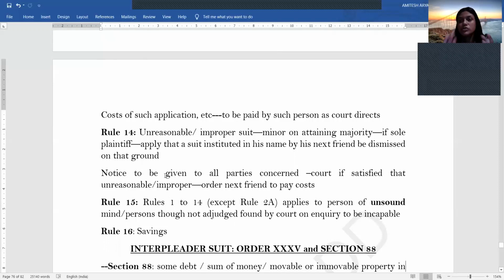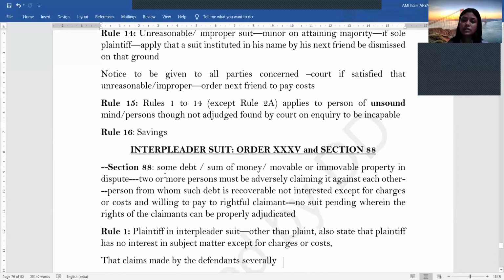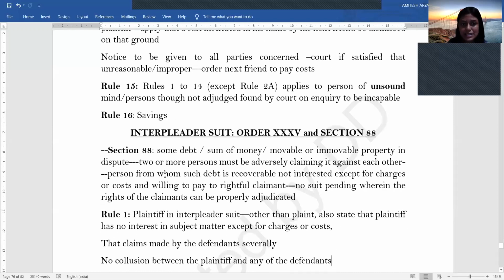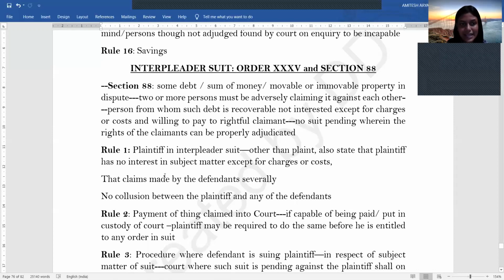I hope the rewind was enough for this particular order on this particular special case suit that is relating to minors and unsound persons. Now moving to the next important order, or the special suit, that is an interpleader suit, which is dealt under Order 35 and Section 88.